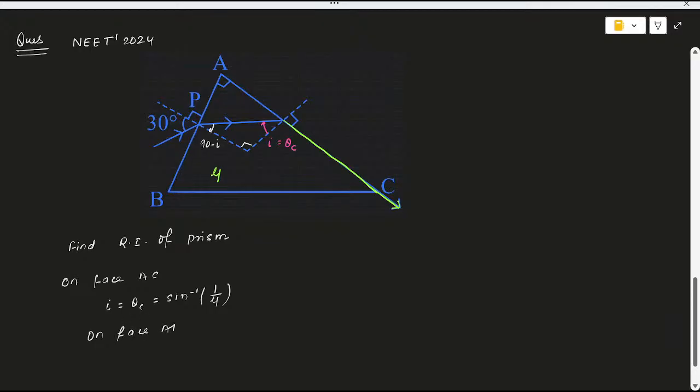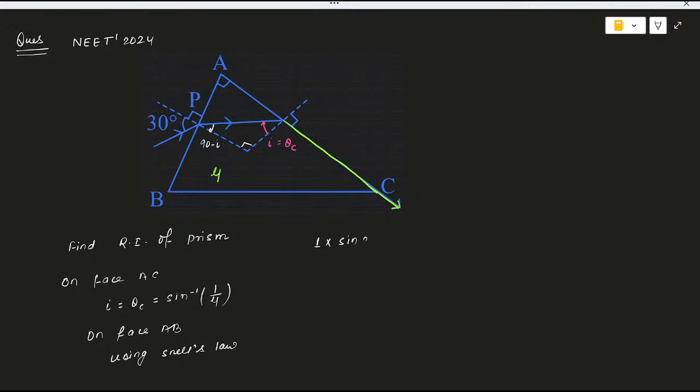Face AB. What is happening on face AB? Is it a simple refraction? Only refraction is happening, so what should I apply? Snell's law. I have written it using Snell's law. So using Snell's law, we will write 1 into sin 30 is equal to mu into sin of 90 minus i, because angle r is 90 minus i.